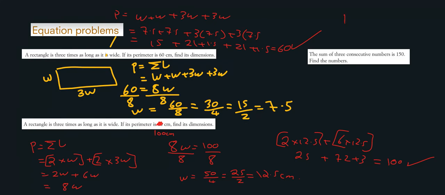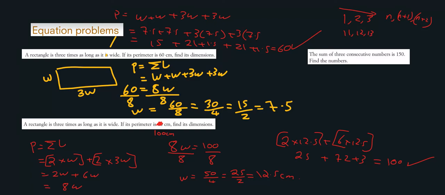Consecutive numbers are 1, 2, 3, or 11, 12, 13. They're sequential. That means they follow an order. And it may help to define them as n, n plus 1, and n plus 2. Okay, so given the information that I've told you, have a go at doing the final equation problem.